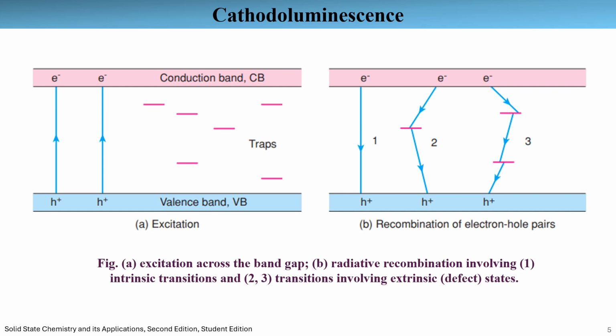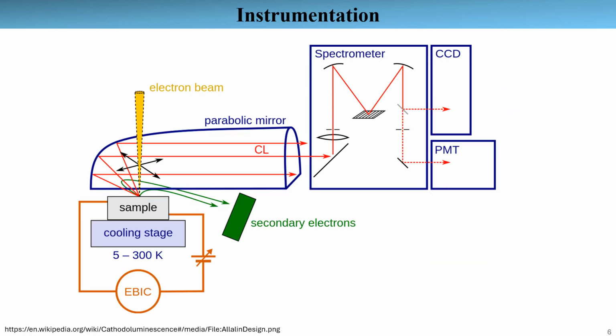CL can be used for both analytical and imaging purposes to identify species responsible for CL emission and map their location in a sample at the nanometer level. CL finds practical application as fluorescent screens in a range of display devices.